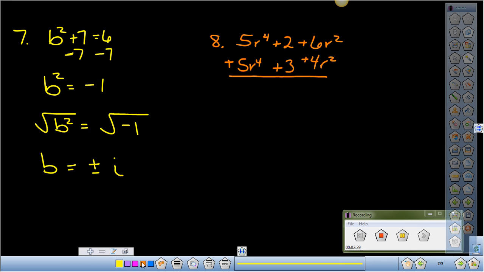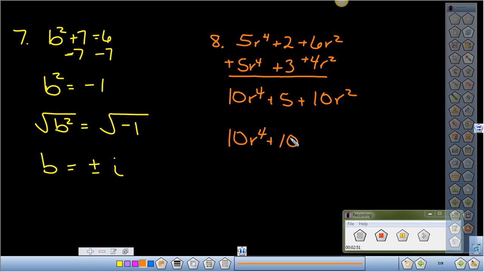Now with question number 8, what I've done is I've kind of rewritten it vertically instead of horizontally, and I've lined up my like terms. Since this is an addition problem, I don't need to change any of the signs. I just simply need to go through and add these. And when I do, I'm going to get 10r to the 4th plus 5 plus 10r squared. And if you were putting this in proper form, you may want to put that 10r squared second and the constant last. And that would be your answer.